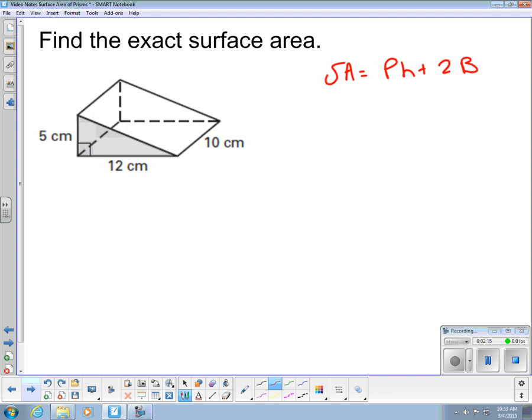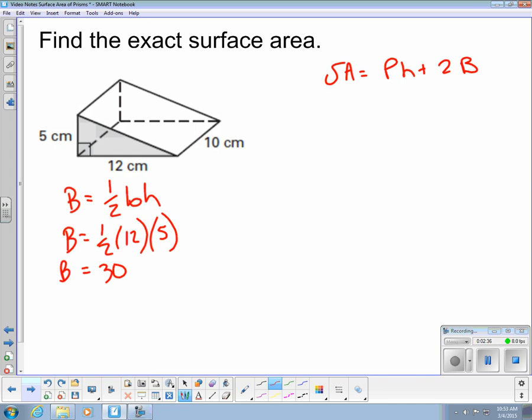So I need my big B work. Let's start with big B is equal to 1/2 little bh, because this is a triangle. So I have my base and my height. So big B is equal to 1/2. My base is 12. My height is 5. So my big B is 1/2 of 12, which is 6. 6 times 5 is 30. So I got my big B.